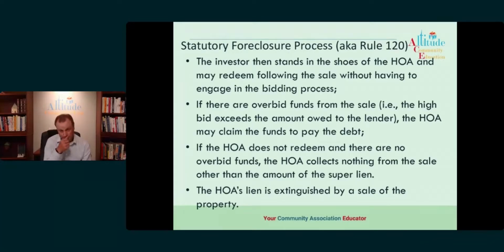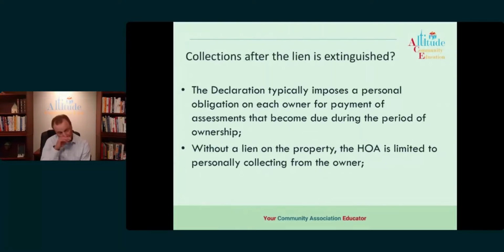foreclosure sale. If the HOA does not redeem and there are no overbid funds, the HOA is not going to collect anything from the sale other than the amount of the super lien. So all you're going to get is a 6-month super lien. Your lien on the property is extinguished by the sale, so there's nothing we can do in terms of foreclosure anymore. It does not take away the owner's personal liability, in terms of being able to go after that individual still from a personal standpoint.